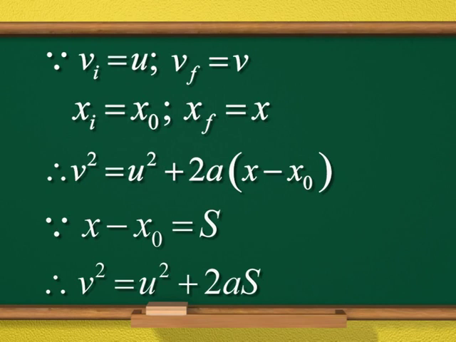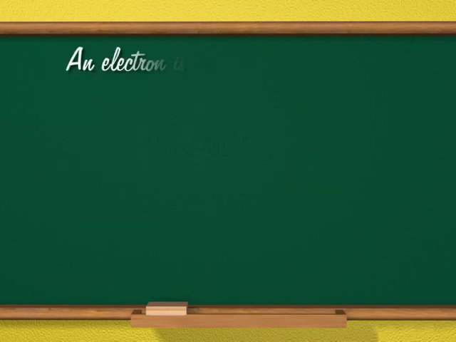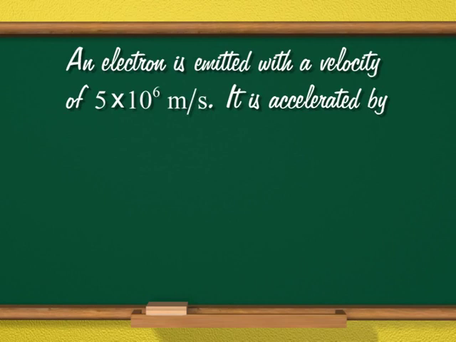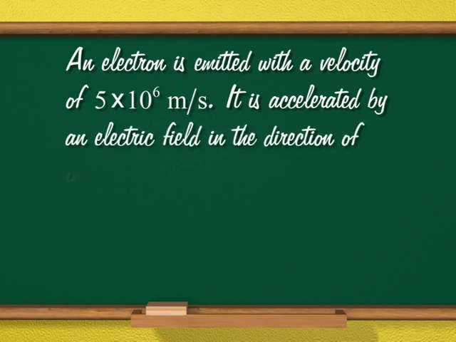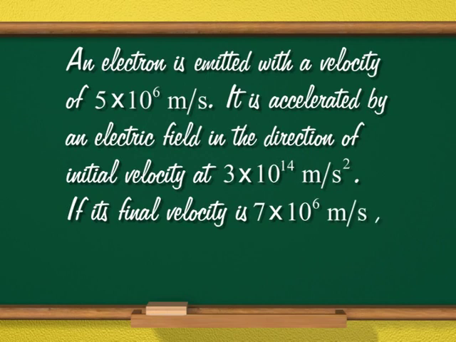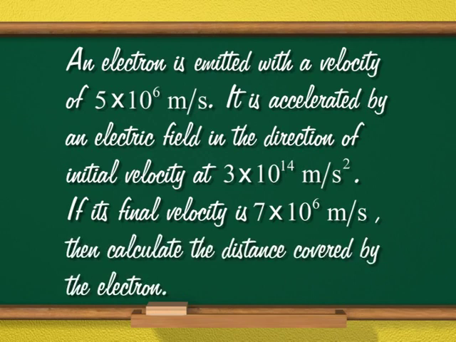For better understanding, let us try to solve some numerical problems. An electron is emitted with a velocity of 5 into 10 to power 6 meter per second. It is accelerated by an electric field in the direction of initial velocity at 3 into 10 to power 14 meter per second square. If its final velocity is 7 into 10 to power 6 meter per second, then calculate the distance covered by the electron.